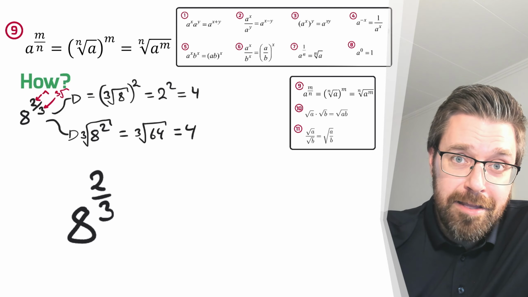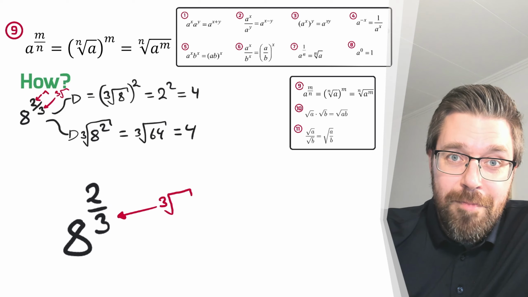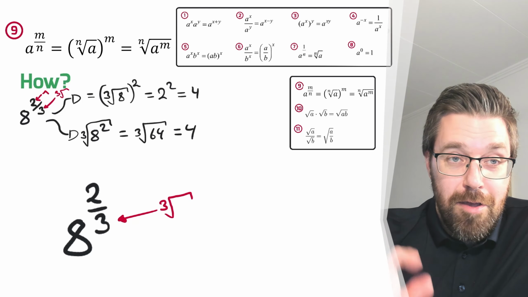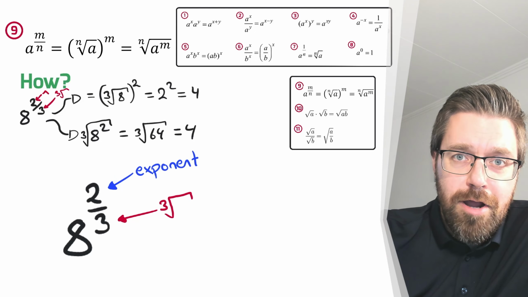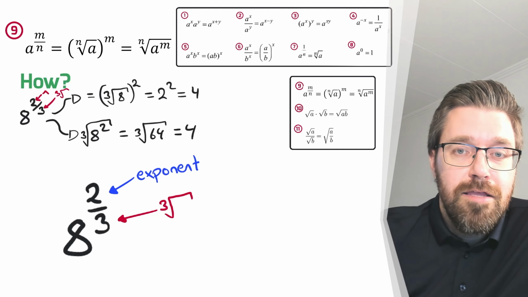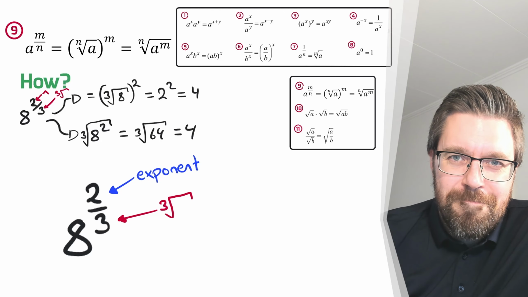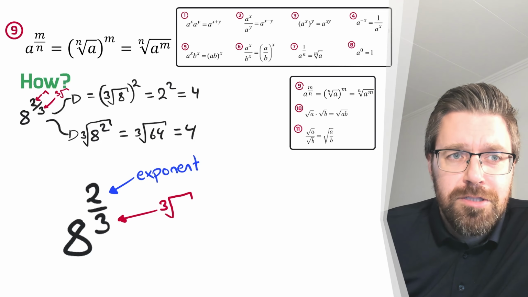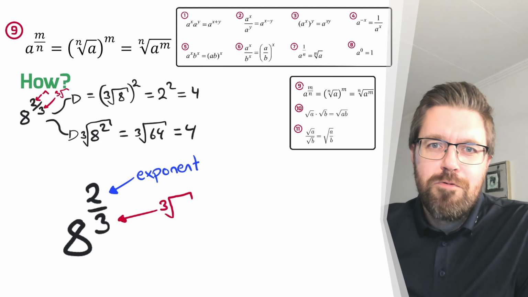If we have a thing like this, then the thing in the denominator stands for which root it is. So in our case, the cube root. And the thing in the numerator is the exponent. And it is your choice if you take the root first or if you raise it first. You can do it either way, but it is most often smart to take the root first, I think. You get smaller numbers to work with.